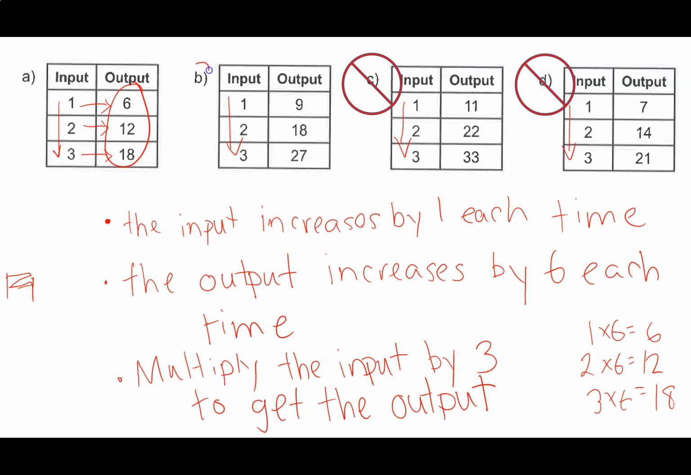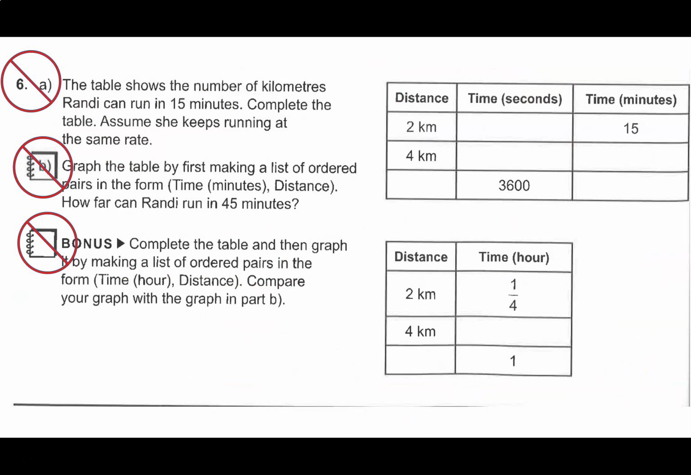Please try part B on your own, and remember there are 3 parts to the question. I would like you to cross out question 6, and that is the end of our lesson about dependent and independent variables. Have a wonderful day.